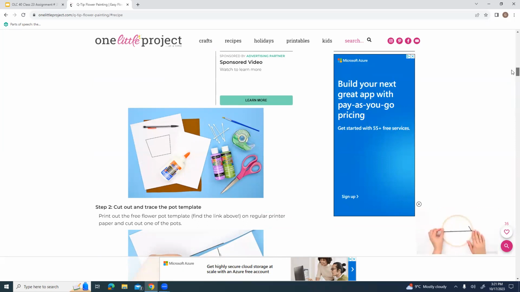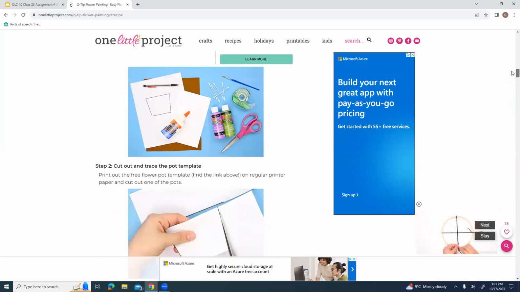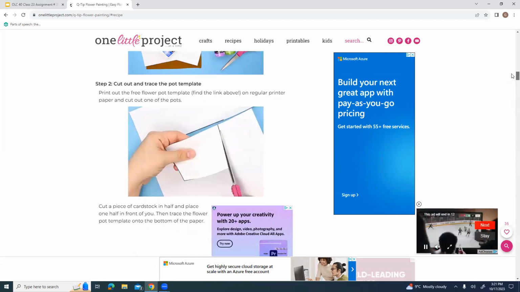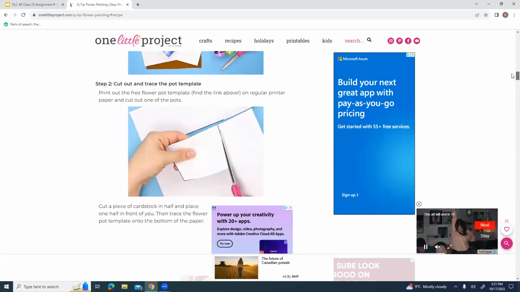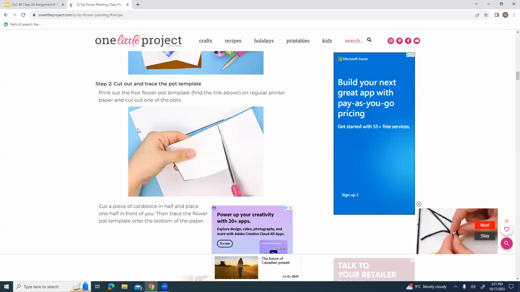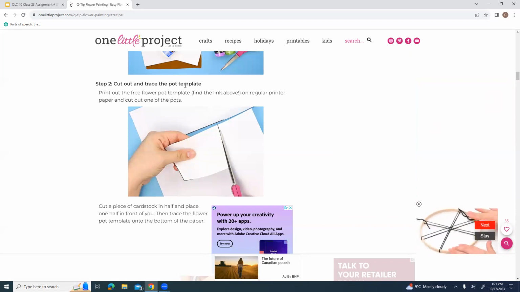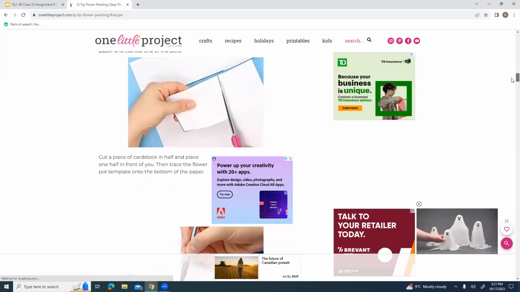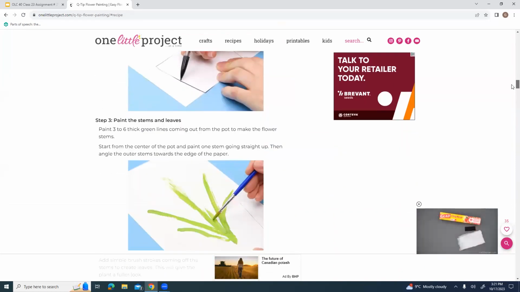Step 2, cut out and trace the pot template. Print out the free flower pot template, find the link above, on regular paper, and cut out one of the pots. And then they're showing you a little picture of somebody doing that. Cut a piece of cardstock in half and place one half in front of you. Then trace the flower pot template onto the bottom of the paper. So I wanted to point out, this is step 2, but you can see they actually have several sentences going on in step 2 because they're all related to this kind of big step, cutting out and tracing the pot template. They're just explaining how to do it. So it's okay for one step to have more than one sentence, okay?